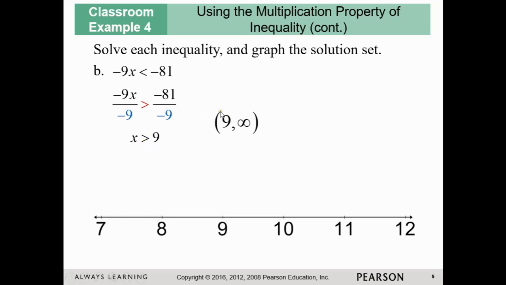Now we're looking at x greater than 9. So since it's a greater than, we use a parenthesis over the 9. And since it's greater than, it goes to the right. So it's 9 comma infinity. And we'd put a parenthesis at 9, and we would fill in to the right of 9.